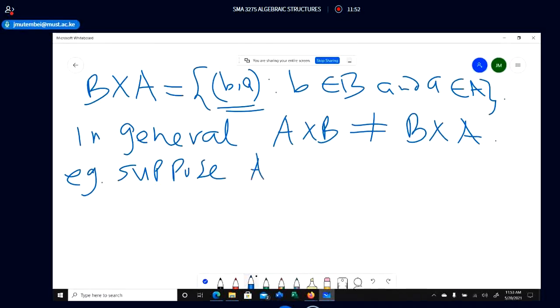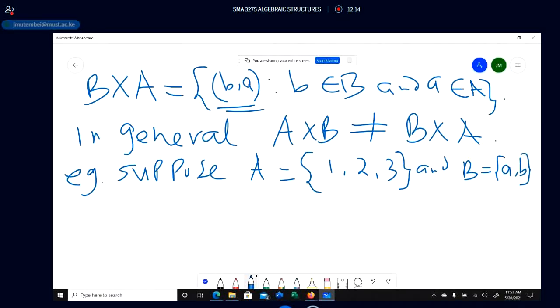Suppose the set A has elements 1, 2, 3, and B has elements a, b. Then we can have this set. Then the set A cross B, that is the Cartesian product of A and B, will consist of these pairs, these ordered pairs.